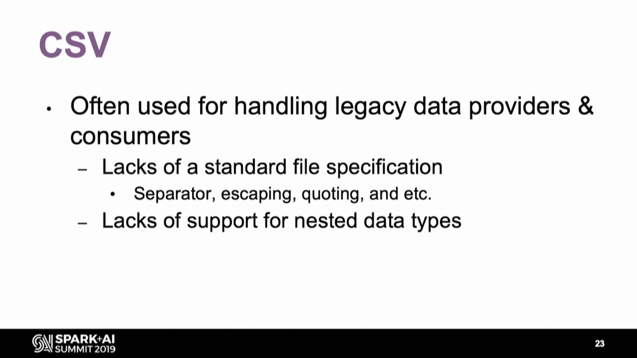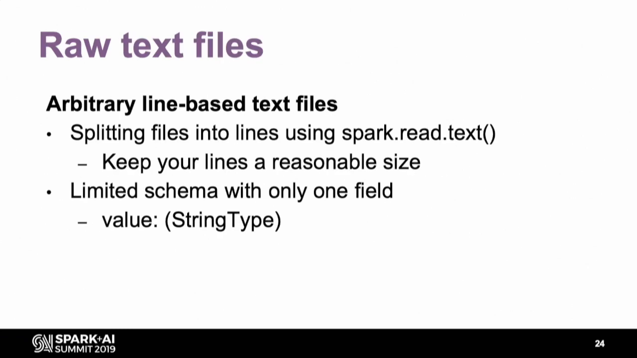CSV is often used for handling legacy data providers, and it has a limited schema. It doesn't support nested data types. The schema of a text file is more limited. It only supports exactly one field of string type.